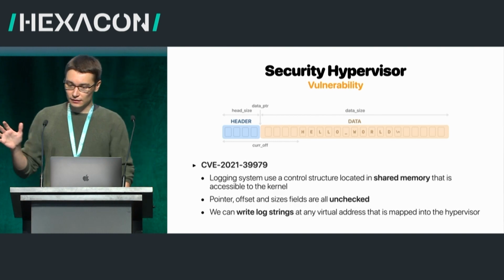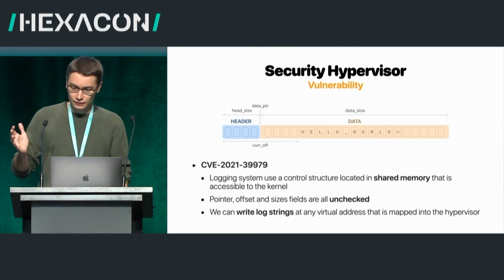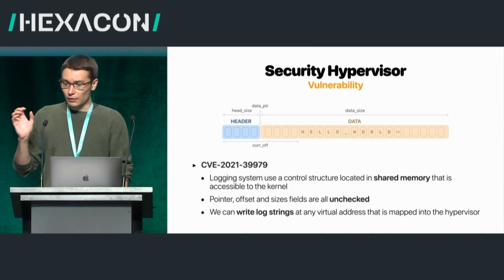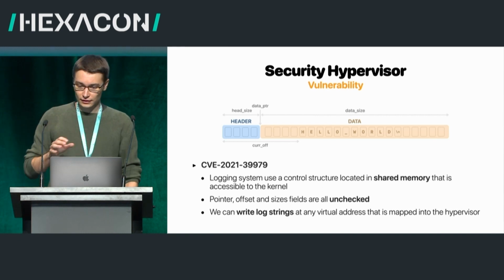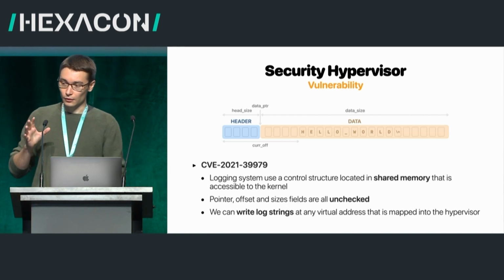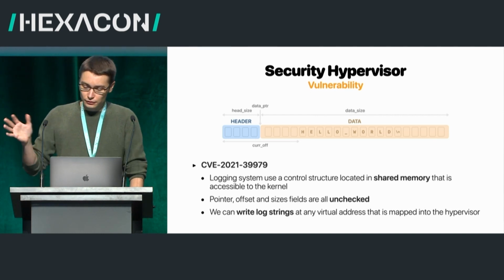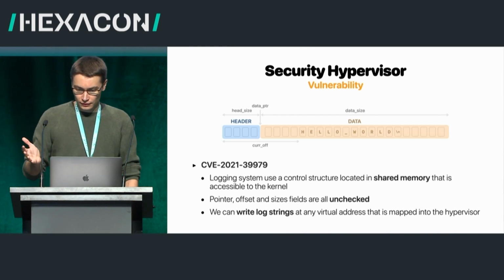So with that, we started looking for vulnerabilities that could be used to compromise the hypervisor, and we actually didn't find any in the exception handlers. However, we did find one in a somewhat unexpected place, which was the logging system. We noticed that in addition to the log buffer's data, its control structure or header was also located in memory that was writable from the kernel.